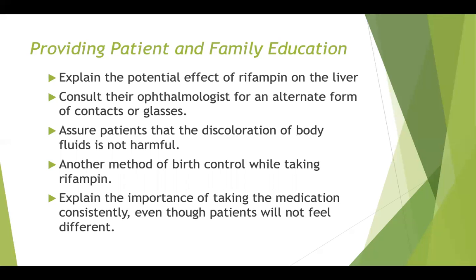Use another method of birth control while taking rifampin. When the patient is taking this medication, the couple should use another birth control method, because oral contraceptive pills might not be effective. Explain the importance of taking the medication consistently, even though the patient will not feel different. Even if the patient feels that his condition has improved, the patient should still complete the therapy. If it is prescribed for 3 months and he's feeling better in the first month, the patient should still complete the 3 months.